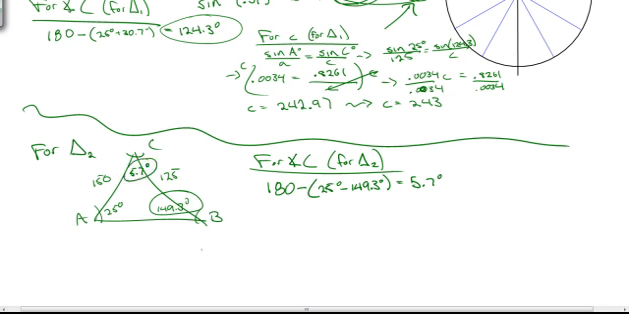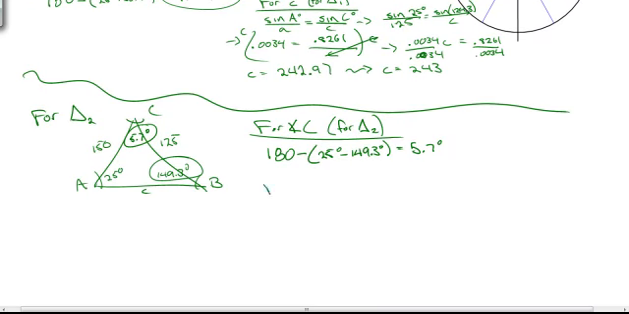Cool. So all I need to do now is find this side C again. And this is where we go back to our law of sines. And I say, okay, for C, and this is for my second triangle here, I'm going to use another trigonometric ratio. I'm going to go ahead and stick with sine of angle A over A equals, and in this case, sine of angle C over C.